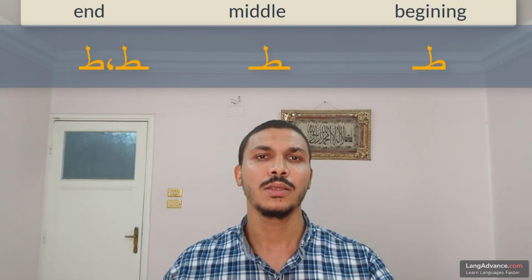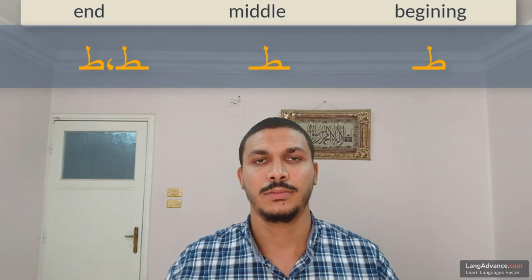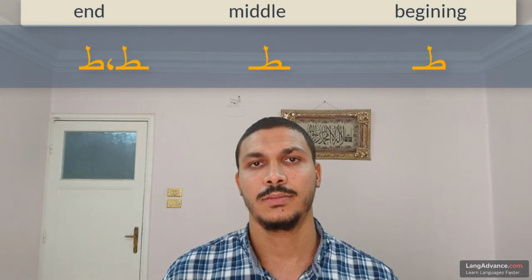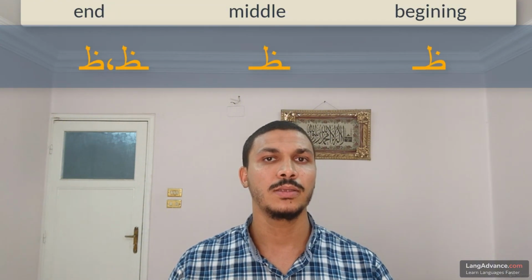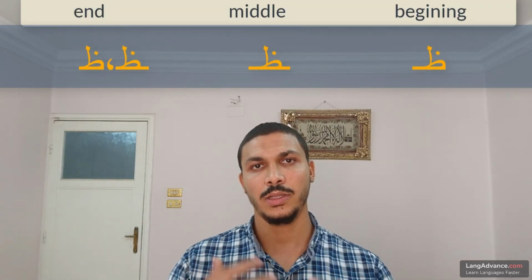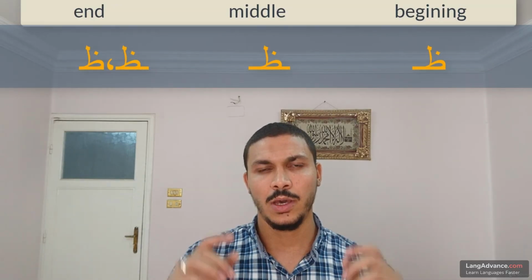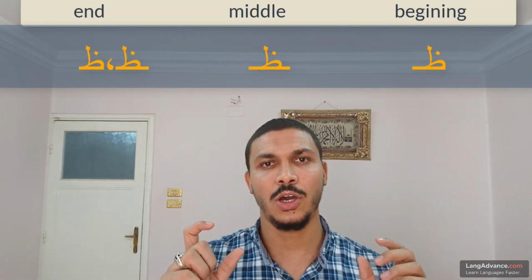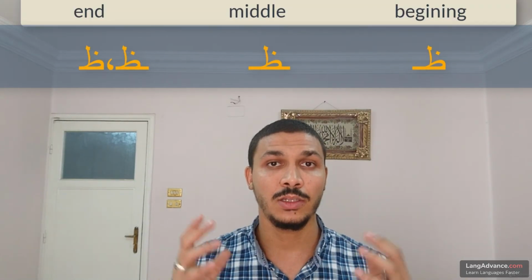Right, next. Ta. Ta beginning, Ta in the middle, and Ta at the end. Next. Dha. Dha beginning, Dha middle, Dha at the end. Well, Ta and Dha, they are very similar. The only thing they are different in is the dot.